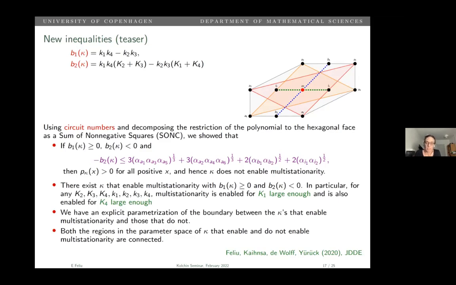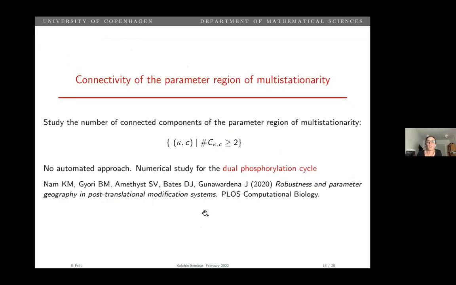So that's the one slide on that work. It's quite technical somehow, but you can have a look at it. It's published in this journal here. And with that, I will go to the very last part of the talk, which is the very recent work I was mentioning, which is now, we would like to study how many connected components this region has.